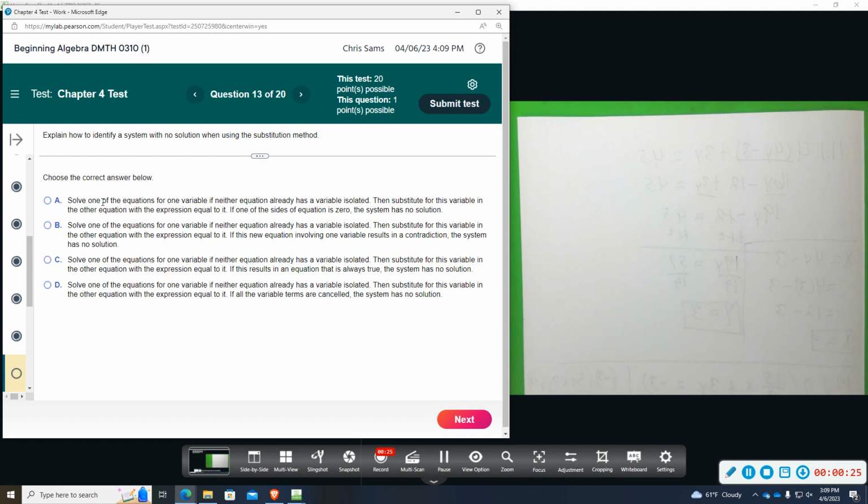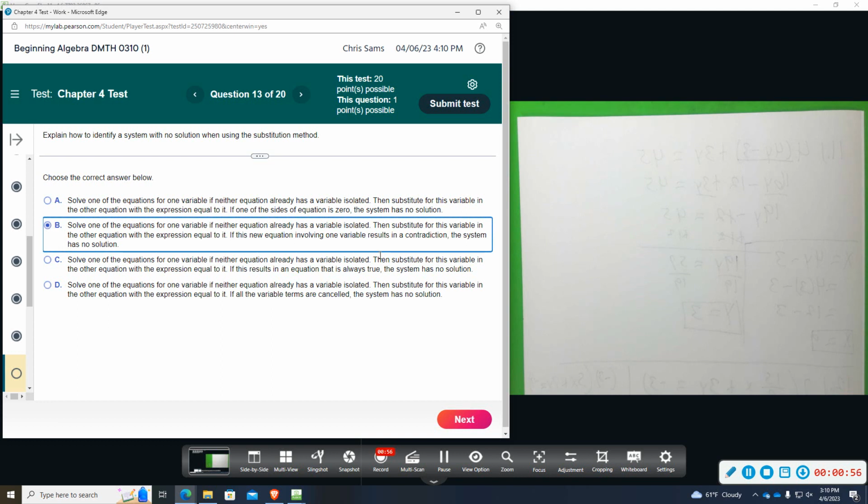So solve one of the equations for one of the variables if neither has already been isolated. Substitute the variable in with the other. If one side of the equation is 0, then it has no solution. Not exactly. Okay, so solve if it's not already, substitute. If the new equation involving one variable is a contradiction, so that means false, the system has no solution. That would be the best choice.